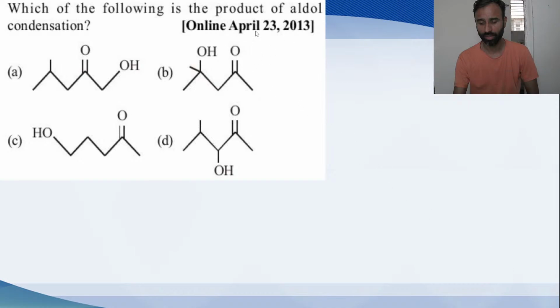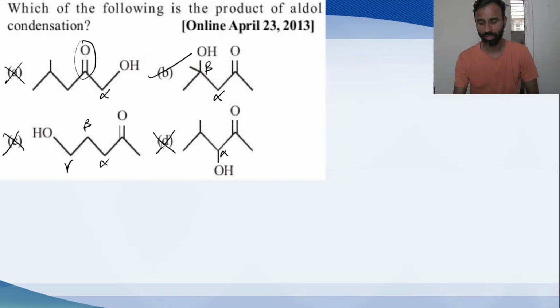Which of the following is the product of aldol condensation? Actually, it is not the aldol condensation, but the aldol reaction. First case C, with respect to CO, it is alpha hydroxy, not the aldol reaction. Beta hydroxy may be the right option. Here, alpha beta gamma is not the right product. Alpha hydroxy is not the right product. Only B is the right product formed.